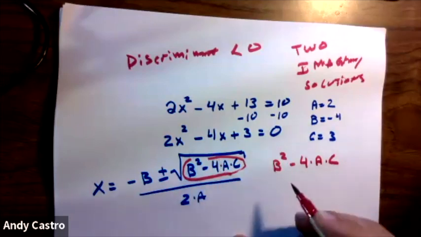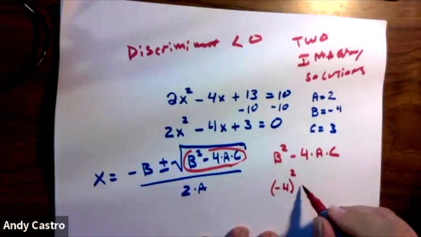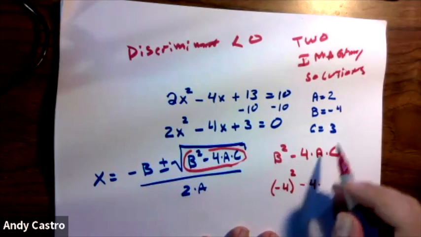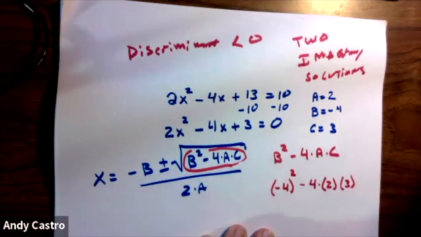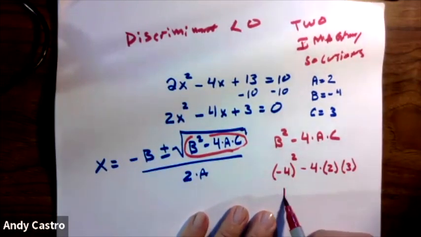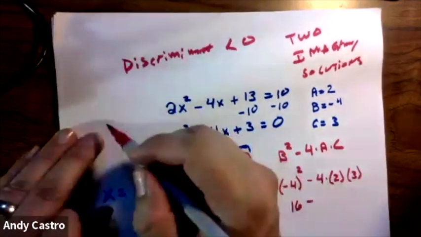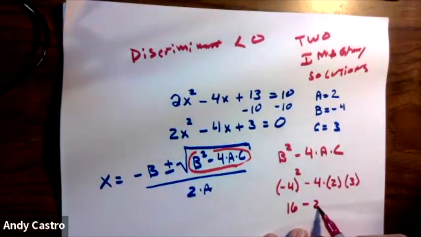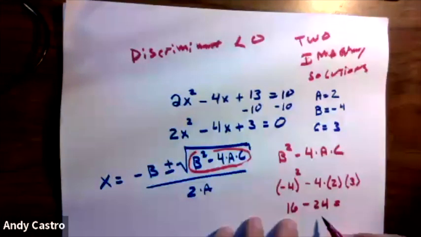So let's look at my B squared. That's -4 quantity squared minus 4 times A is 2 and C is 3. All right, -4 squared is 16. Minus 4 times 2 is 8. 8 times 3, I believe, is 24. Yep. And I can already tell you that that's going to be negative. So 16 minus 24, that is 16 minus 20 would be -6. So -10.